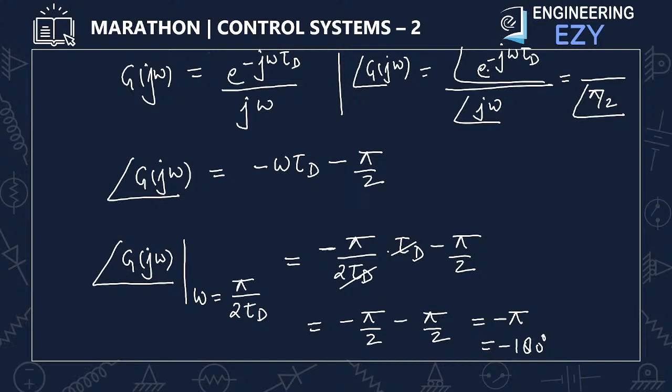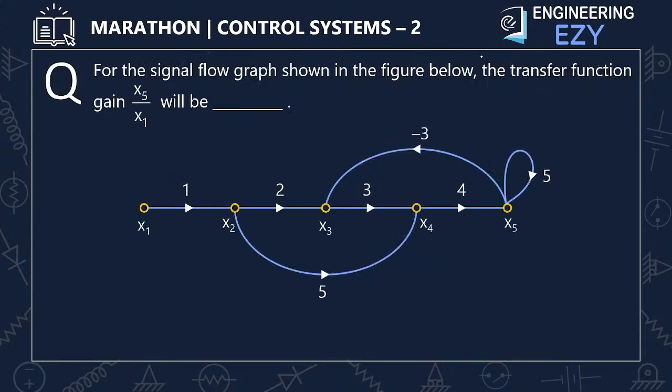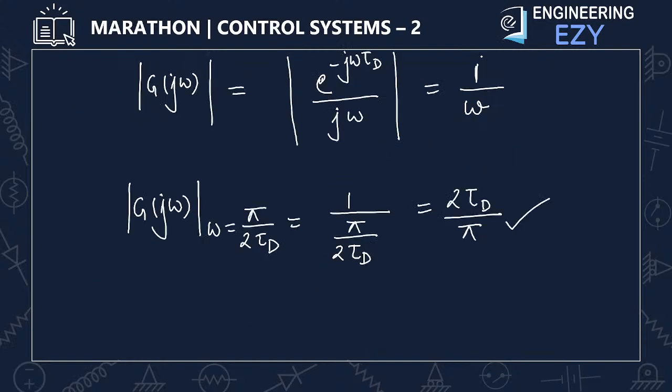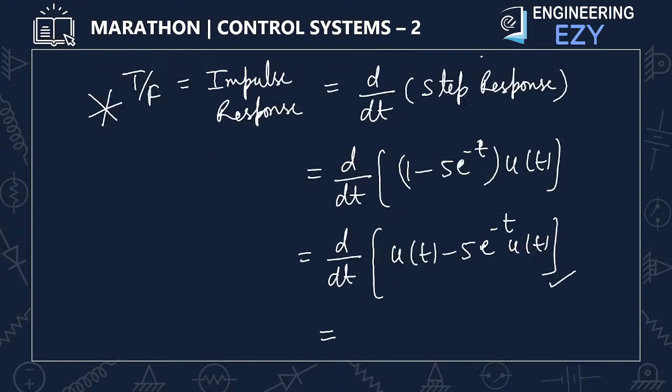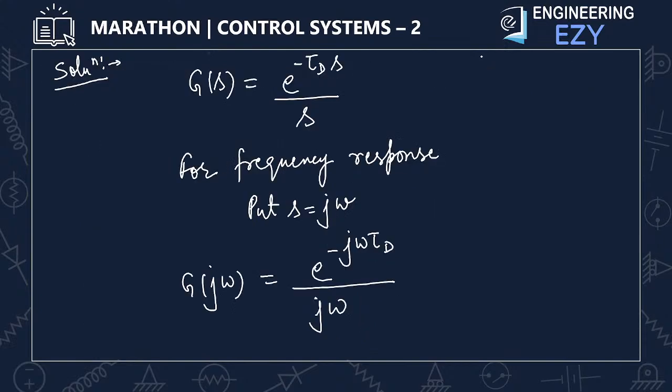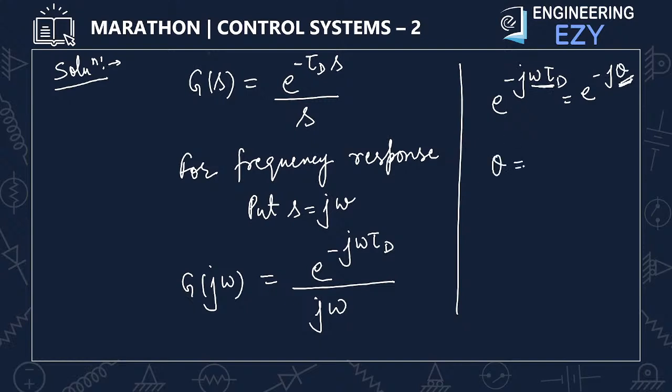And for the angle of e to the power minus j theta, if you compare e to the power minus j omega tau d with e to the power minus j theta, what is the angle? The angle is this. So you can compare the angle with theta like this. So theta is equal to nothing but omega tau d.